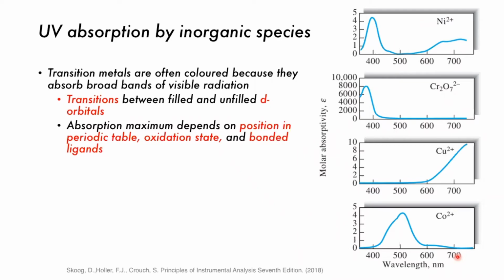We have, for example, a transition between the HOMO, which is usually a d orbital, and another d orbital, which is going to be the LUMO. That transition often has a wavelength associated with it. You can see over here different wavelengths that are associated. We'll talk about those in a moment. The absorption maximum depends on the position in the periodic table: which element it is, how many electrons it has, its oxidation state, and its bonded ligands. So there are a number of things which affect the transition and the position of this wavelength.